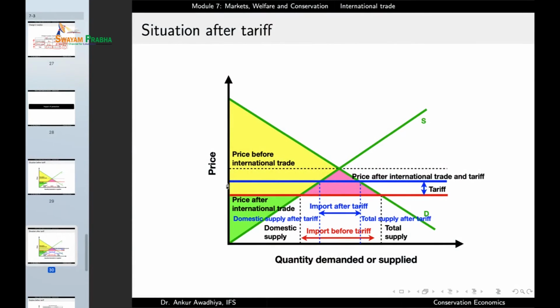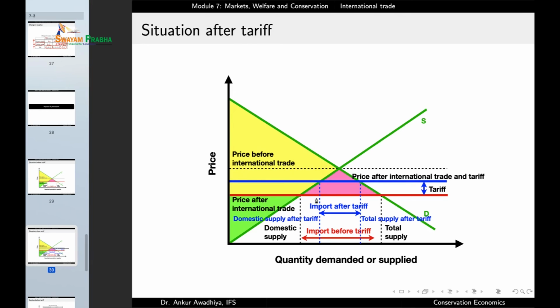So this is the price after the international trade and with the tariff. And this is the price before the international trade, or the domestic price. With the international trade, the price came down, but with the tariff, it increased again. But it is now between the domestic price and the international price.